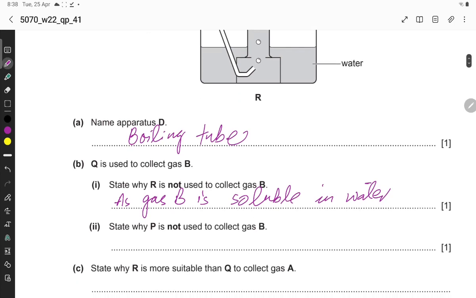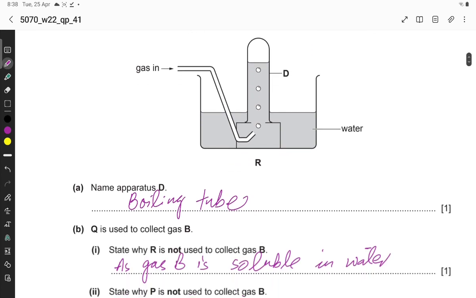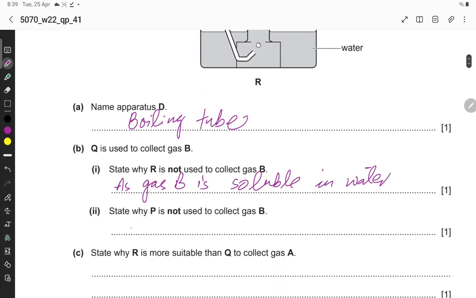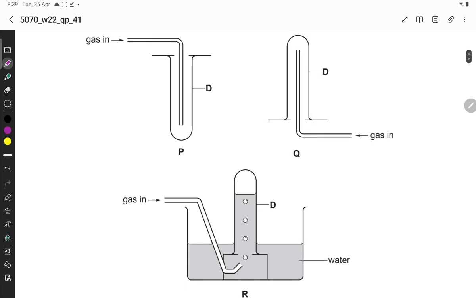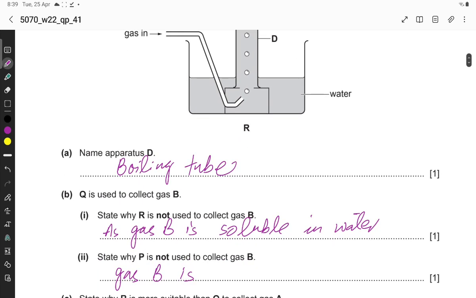State why P is not used to collect gas B. P is used for the gases which are more dense than air. So gas B is less dense than air.